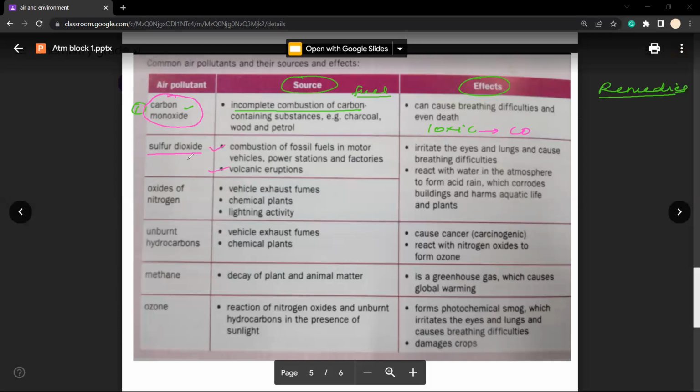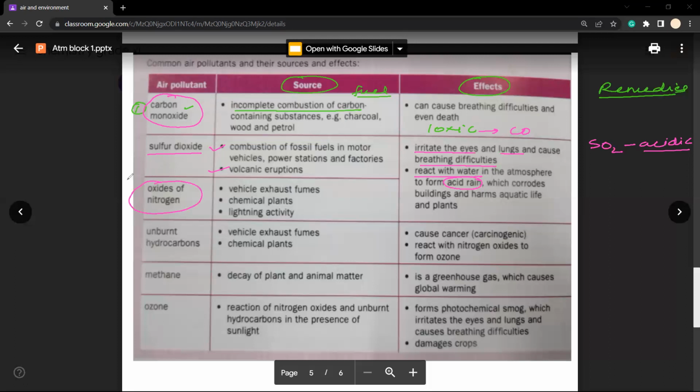Now the impact: sulfur dioxide gas is acidic in nature. Being acidic in nature, it can react with water, and when it reacts with water, it will form acid rain, right? We'll be talking about the impact of acid rain in the next video. Apart from that, sulfur dioxide also causes irritation to the eyes and lungs, and it leads to breathing difficulties.